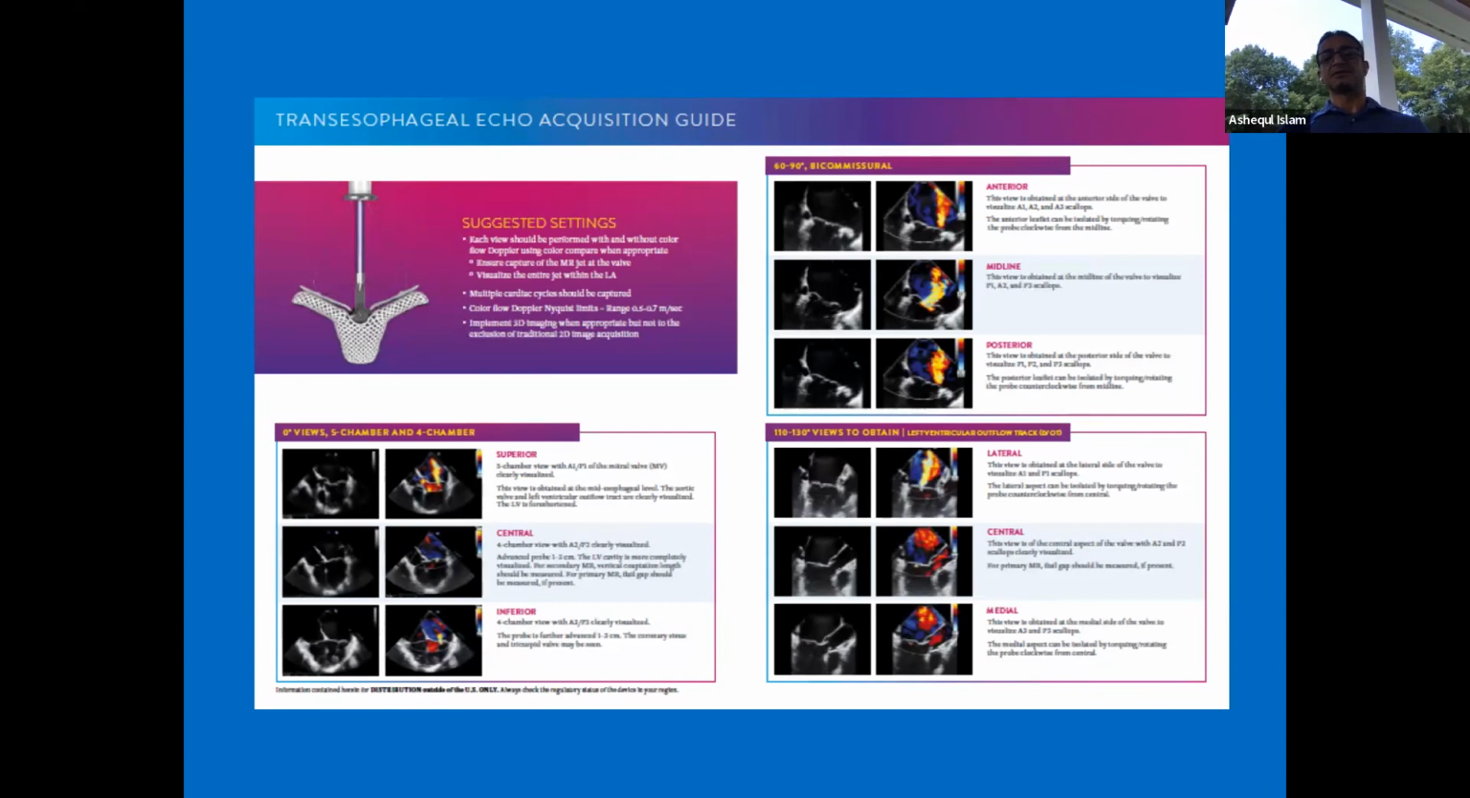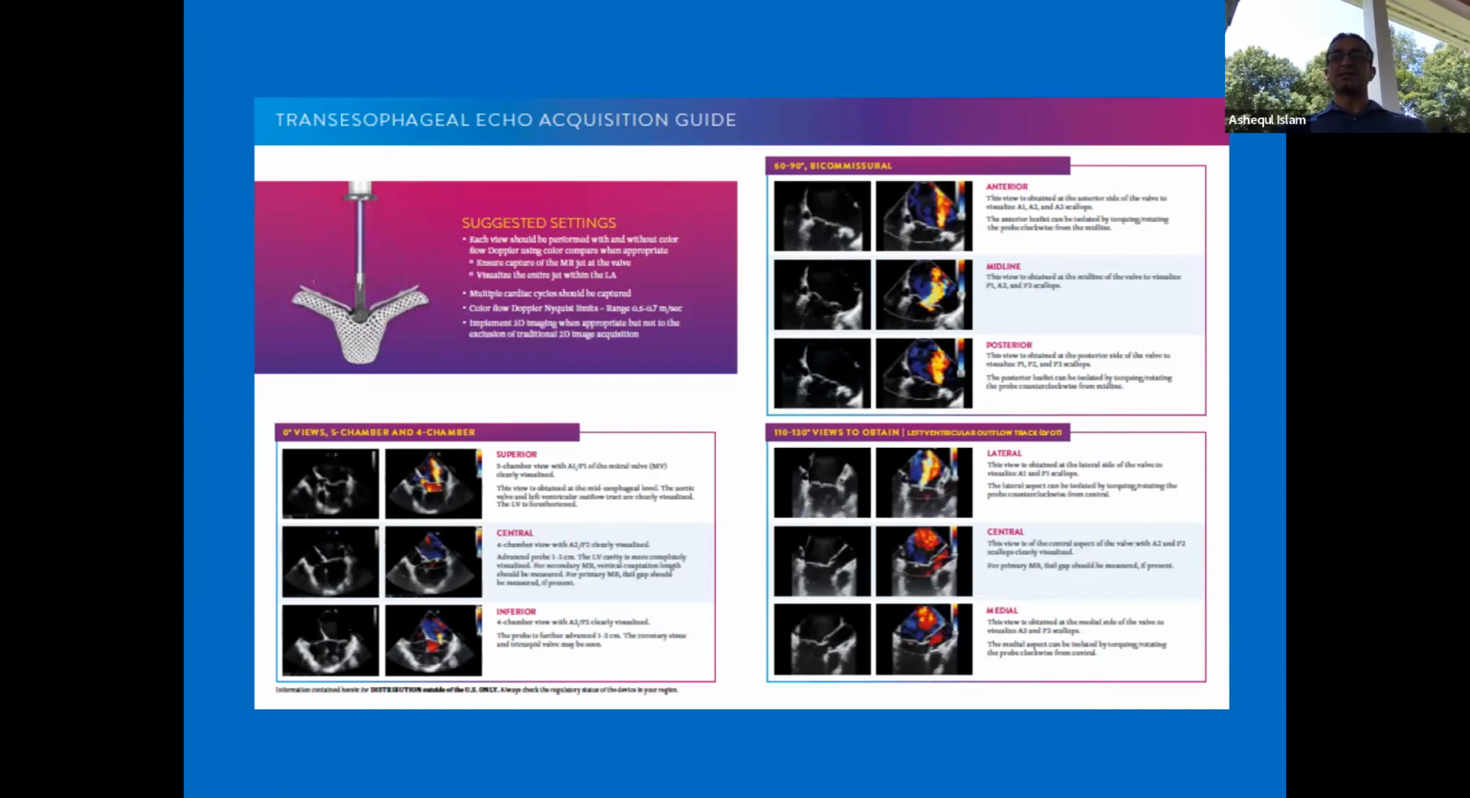defects, if there is a P2 prolapse or a functional MR, as I said, you will see the jet right here at the A2 level. So in the bicommissural view, it's very important to see that. A1 would, sorry, pardon me, P1 would be the lateral, which is towards the left atrial appendage. And P3 would be towards the septum, which is the medial aspect of the posterior leaflet. And right in the middle, you will see the A2. So the bicommissural view is very important.